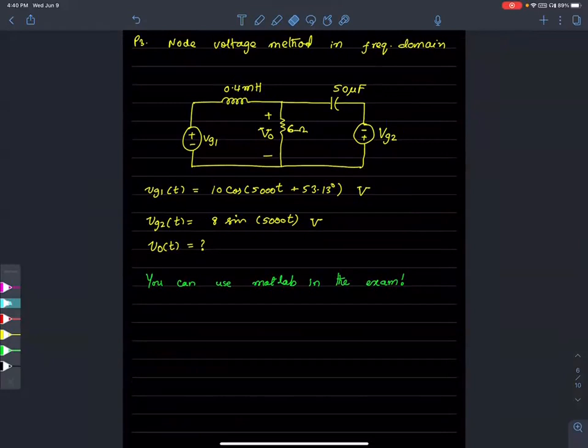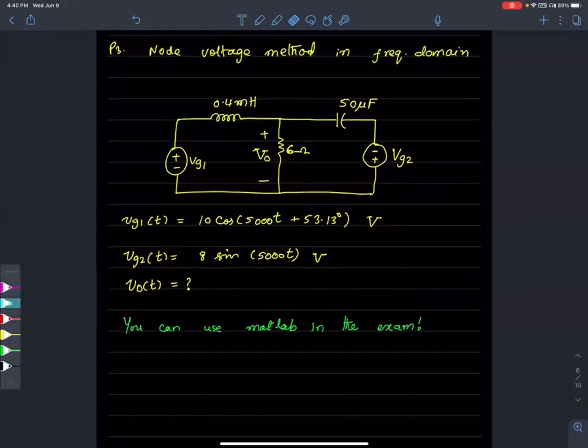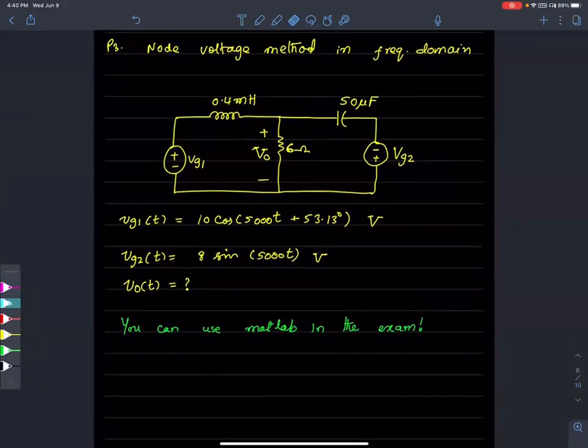Okay, look at this problem. So the other problem on the exam, so we looked at two problems. The first problem is simply the sinusoidal signal. The second problem is op-amp in frequency domain. Now we are interested in applying this node voltage method in frequency domain to this circuit. And let me also mention for the 50th time today that you can use Matlab in the exam.